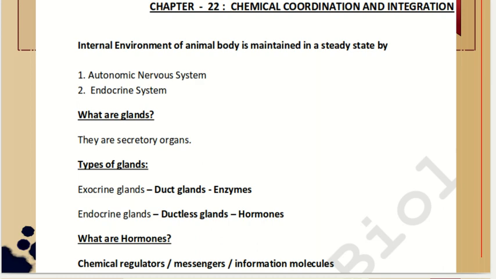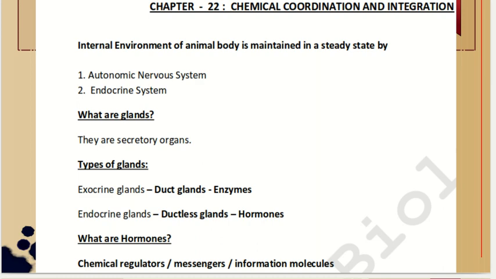Glands are secretory organs. There are two types of glands: exocrine glands, also called duct glands, which secrete enzymes; and endocrine glands, also called ductless glands, which secrete hormones directly into the blood. Since they don't have any duct, hormones are secreted directly into the blood. There is one more variety called the heterocrine gland, which is both an exocrine as well as an endocrine gland. An example of a heterocrine gland is the pancreas. The pancreas functions both as an exocrine and as an endocrine gland.